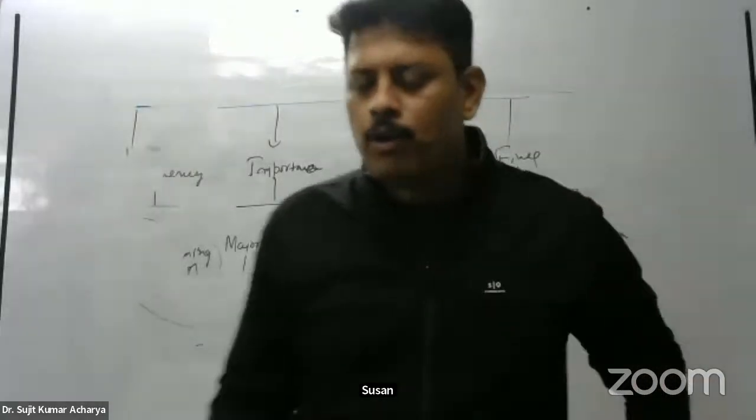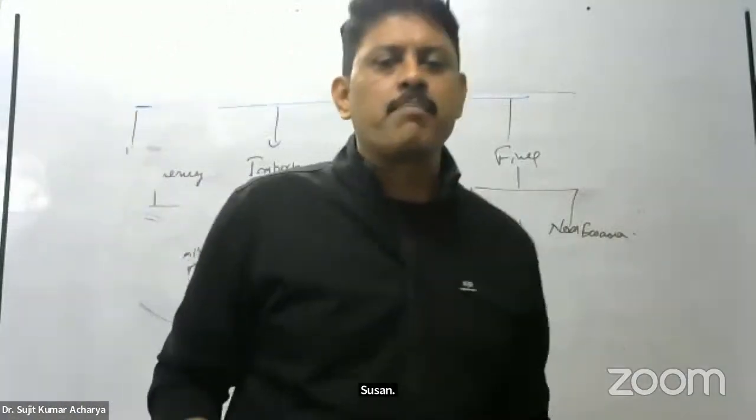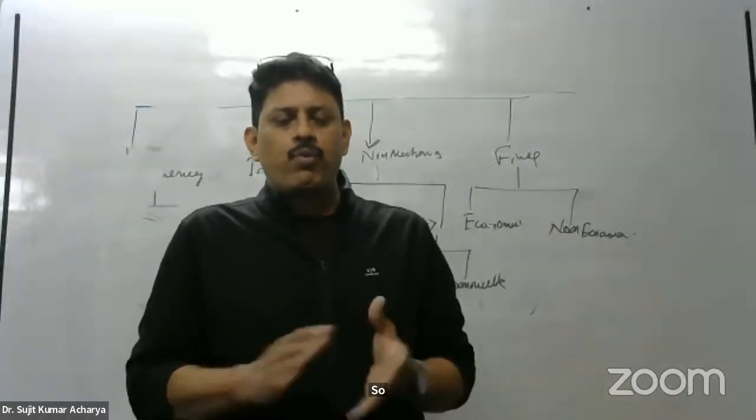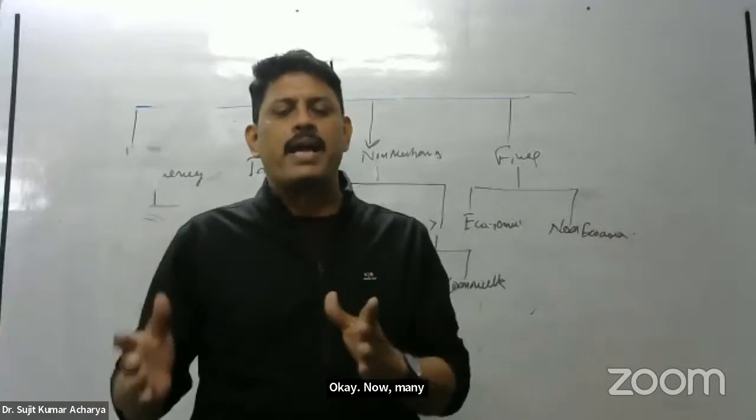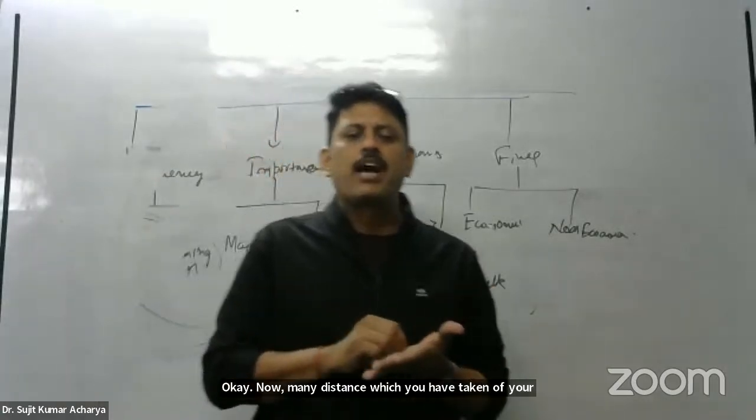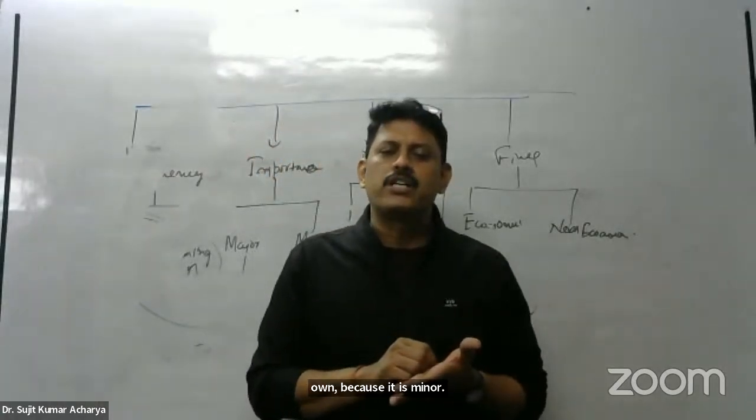Right? So, sir, now you are deciding from the importance point of view. Suppose, for example, who asked major, minor? Sir, Sanjeev Patnaik, sir. Okay, now where are you working? Sir, I am working in Central Tool Room, sir. Okay, now many decisions which you have taken of your own because they are minor, but in many decisions you need to take the approval in file. That is your major decision.